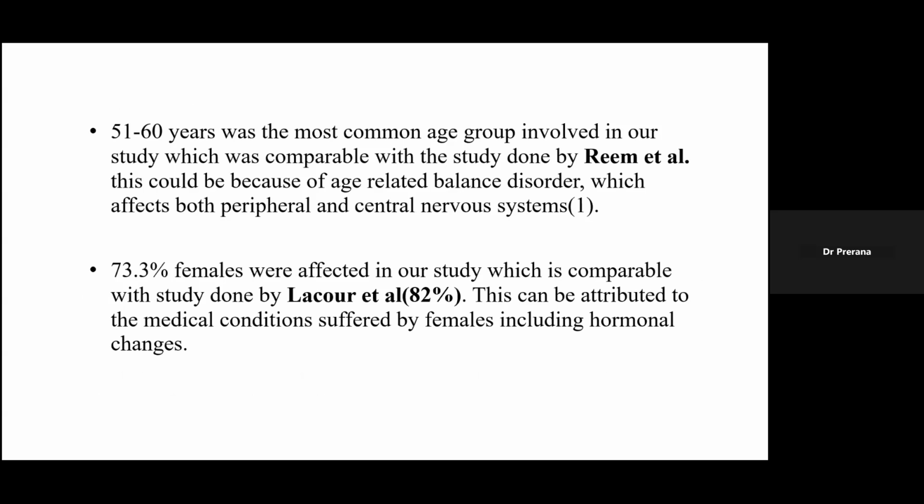So 51 to 60 years was the most common age group involved. This could be because of age-related balance disorder, which affects both the peripheral as well as the central nervous system. 73.3% females were affected in our study, which is comparable to the study done by Master et al. In their study, they had 82% of females affected compared to males. So this was attributed to the medical conditions suffered by females, including hormonal changes.